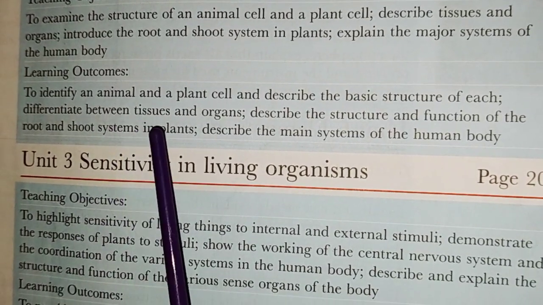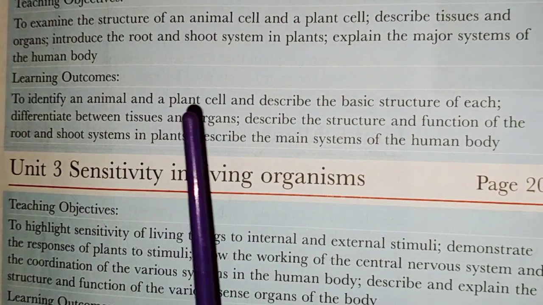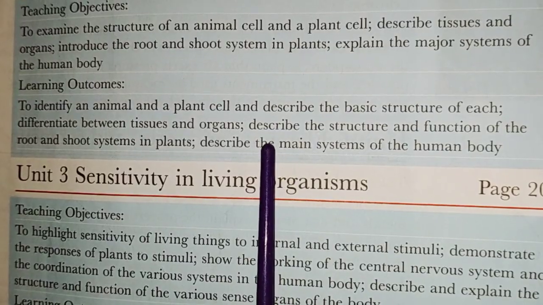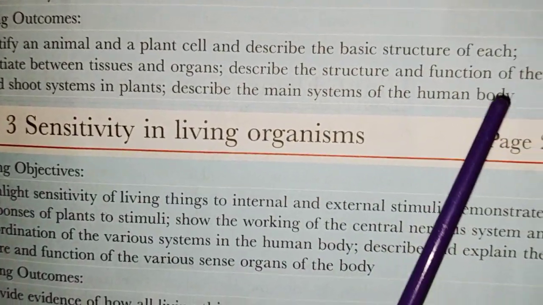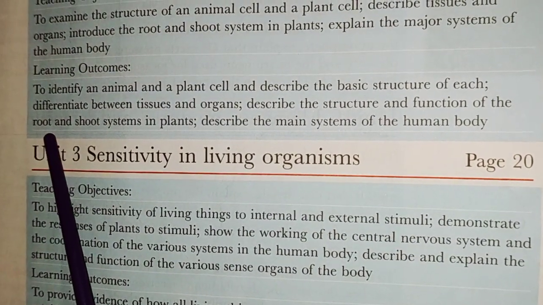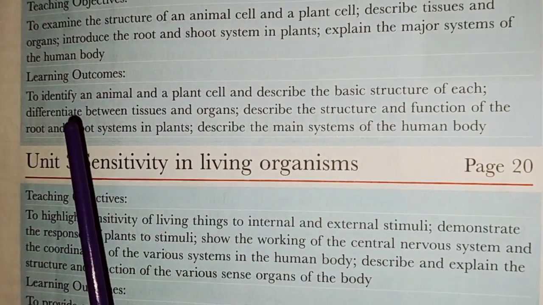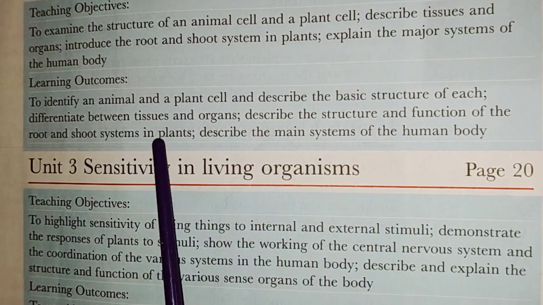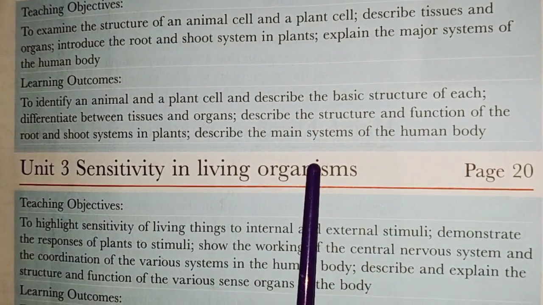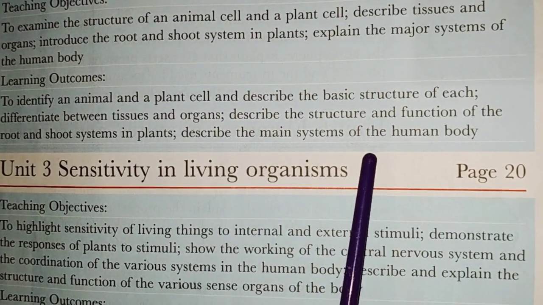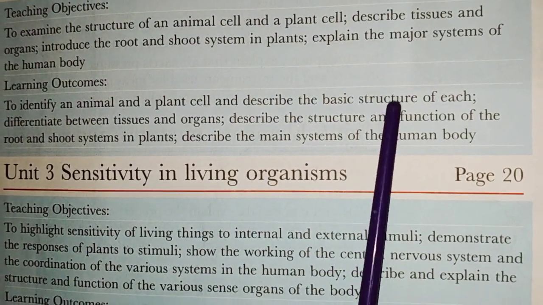Explain the difference between tissues and organisms. Describe the structure and function of the root and shoot system in plants. Describe the main systems of the human body.